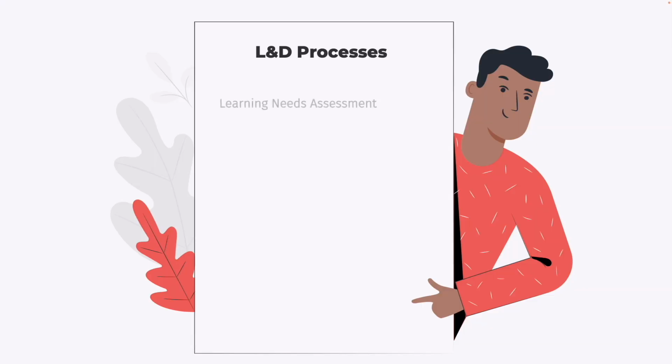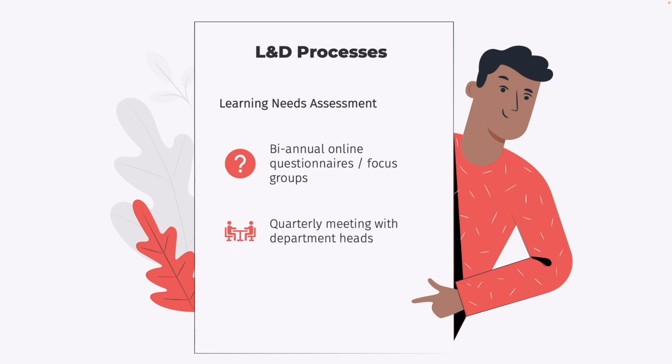Please note that this list is not exhaustive and you can have many other requirements. Let's look at an example. An SOP for learning needs assessment could outline the main steps like conducting biannual online questionnaires and focus groups and quarterly meetings with department heads to prioritize learning needs.